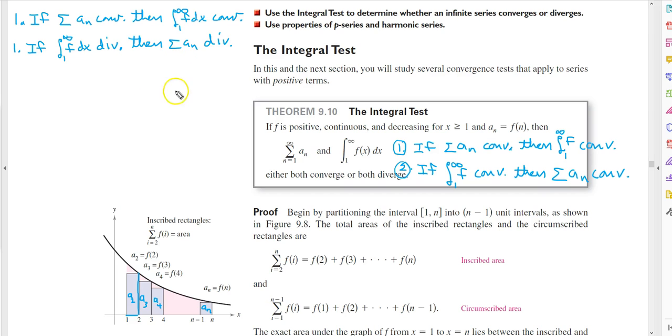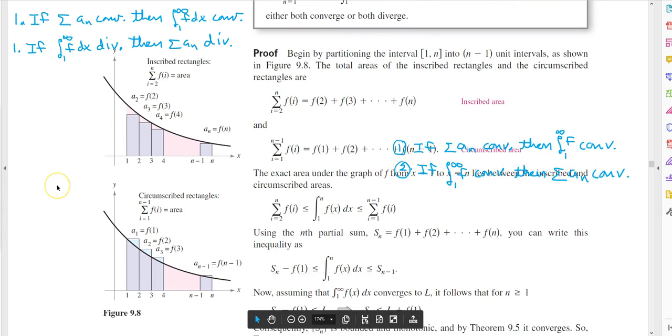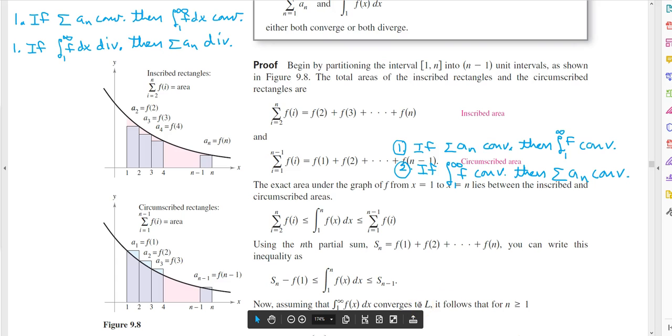Now to help us with this, consider the picture down here in your text. We're going to draw these rectangles a little differently down here. We're going to draw them like this, so they're above the graph of the function f. Now notice that the area of the first rectangle here is going to be a1. The height here is a1. This is f of 1, which is a1 times 1.